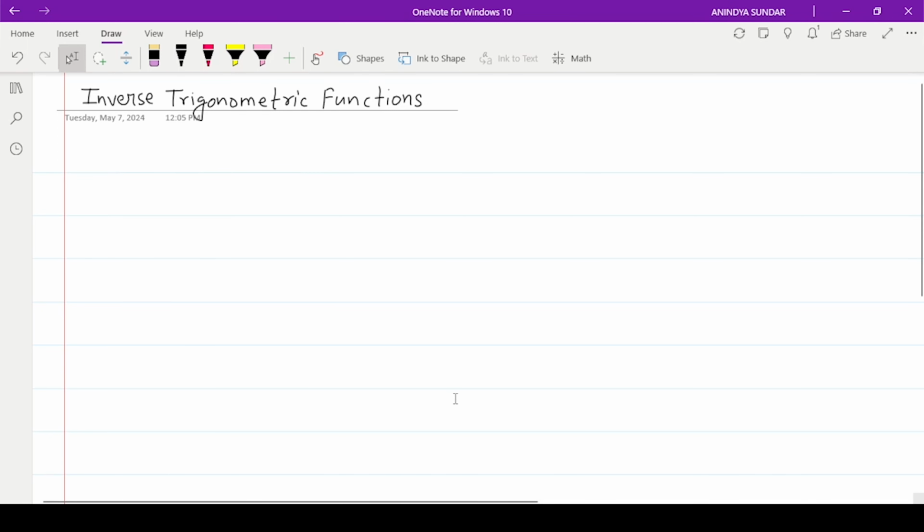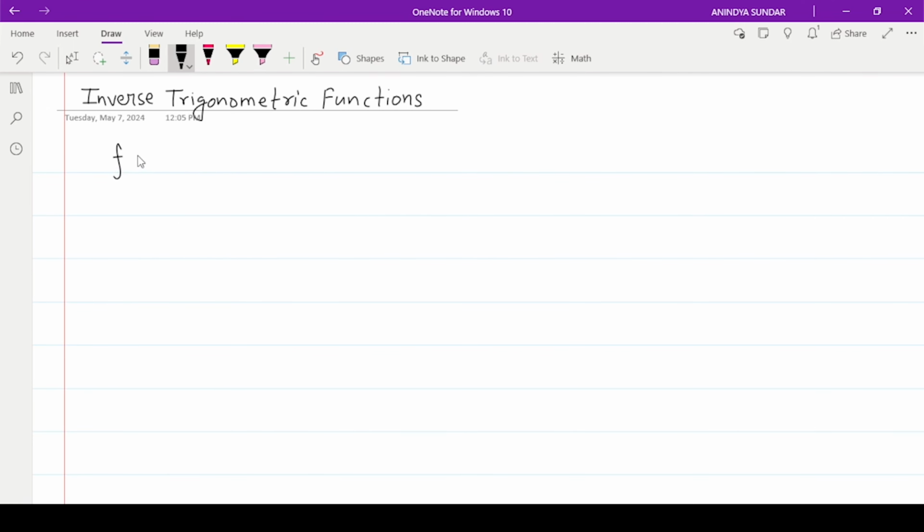Hello everyone. In this session we will try to learn about the inverse trigonometric functions. Firstly we will try to find the inverse of the trigonometric functions. So before going to the inverse, we will try to recall some of the features of sine x.